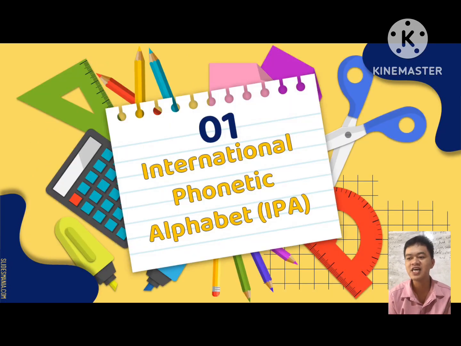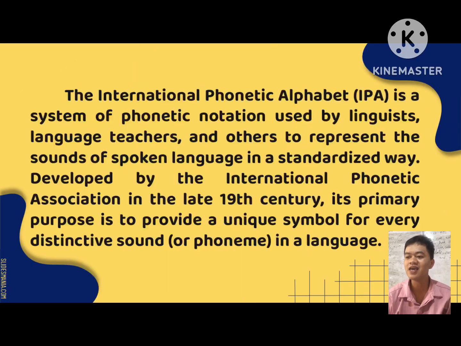Okay, the first lesson that we're going to delve into is the International Phonetic Alphabet, or the IPA. IPA is a system of phonetic notation used by linguists, language teachers, and others to represent the sound of spoken language in a standardized way. Developed by the International Phonetic Association in the late 19th century, its primary purpose is to provide a unique symbol for every distinctive sound or phoneme in a language.